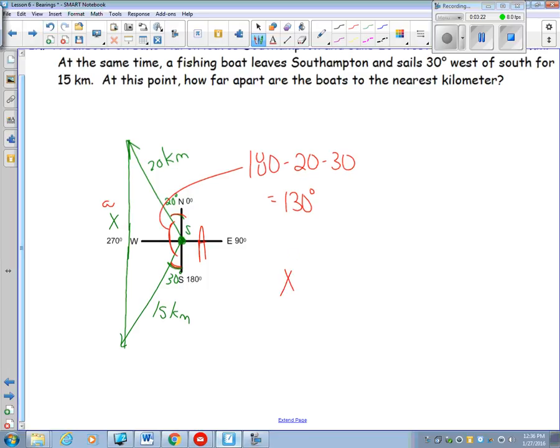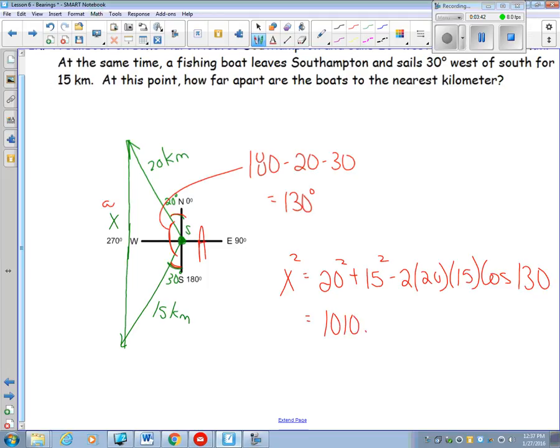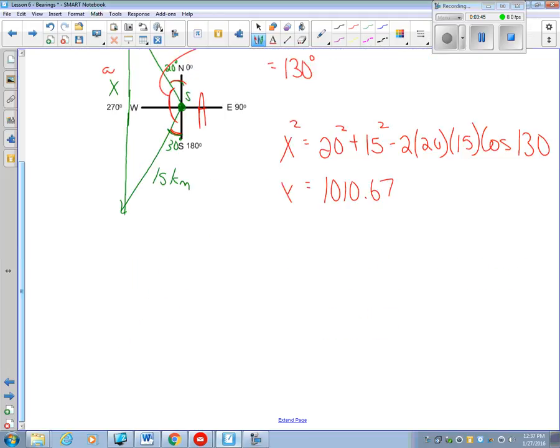Okay, cosine law. x squared equals a squared plus b squared minus 2 times a times b times the cosine of that angle we just found. Our angle is 130. Okay, we like this one. Put it all in the calculator just the way it looks. And it should come out to 10.67. Now remember, that's x squared. So to get x, we need to square root that. And if we do, we get 31.79. So word problem, the boats are 31.79 kilometers apart. Okay.